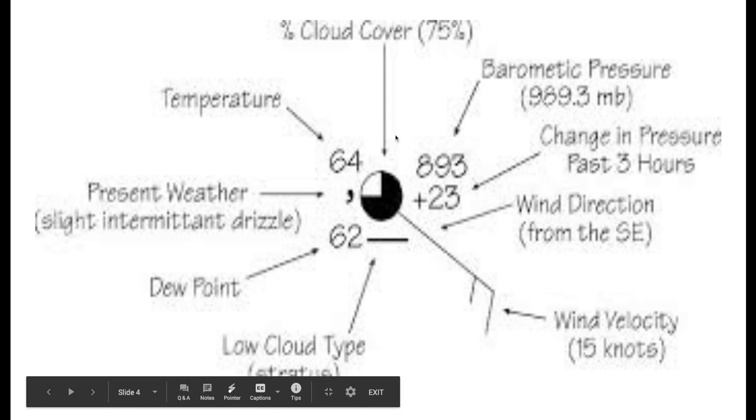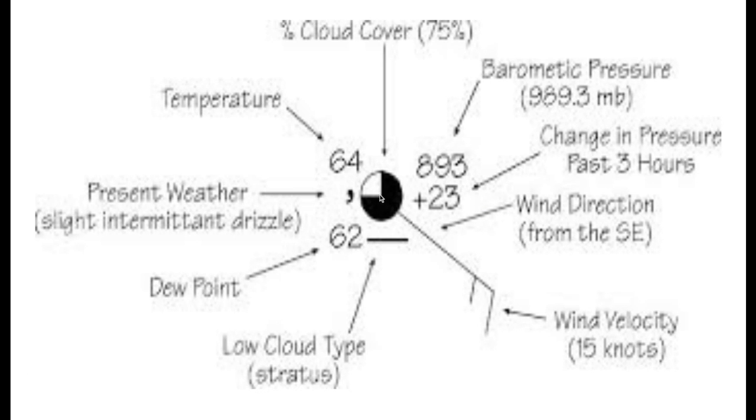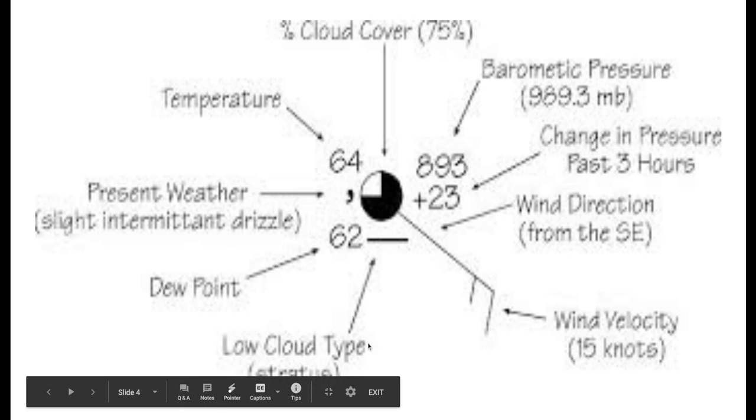Now, this is another example. We know 75% cloud, 64 Fahrenheit for the temperature. This one shows you is drizzle, slight, intermediate, medium drizzle. 62 is the dew point, so the temperature is actually close to the dew point, so you can get drizzle. Low cloud type, and this one we don't require you to remember. For the pole, you point to the circle, so the wind comes from the southeast, and the long one is 10, the short one is 5.